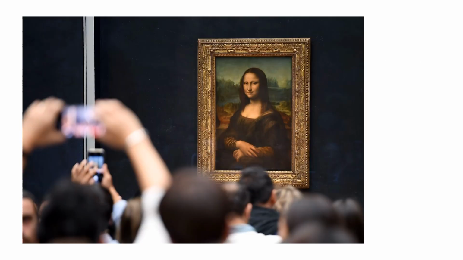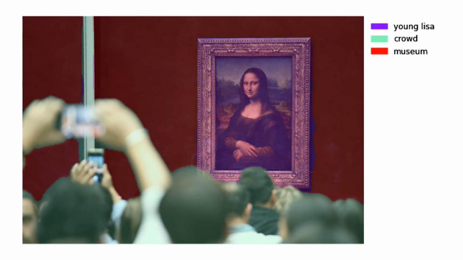Our method works by distilling vision language knowledge from CLIP, and solves the task without any segmentation datasets or fine-tuning. Here, we can recognize and precisely locate the Mona Lisa painting, describe a group of people as crowd, and correctly infer the location as museum.